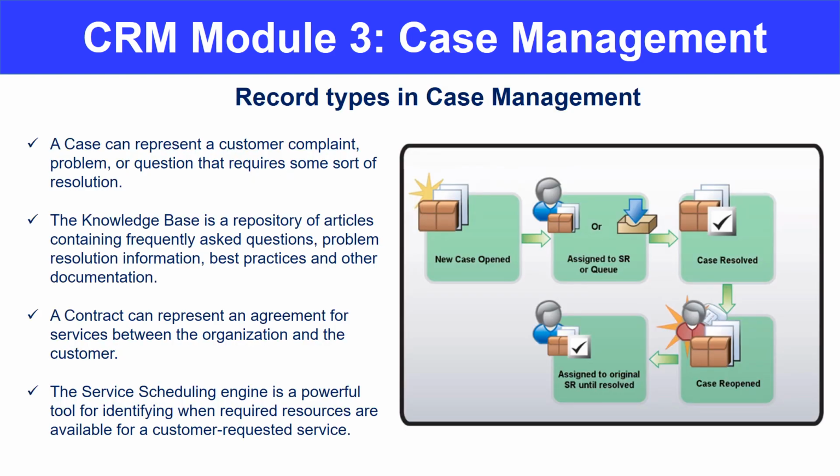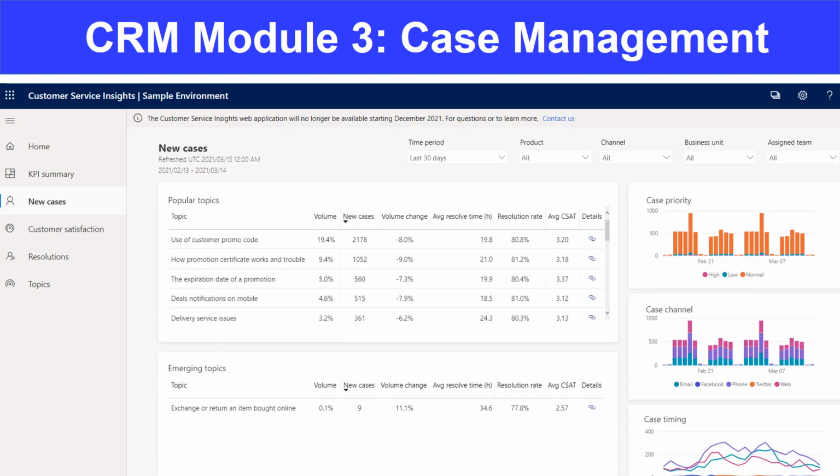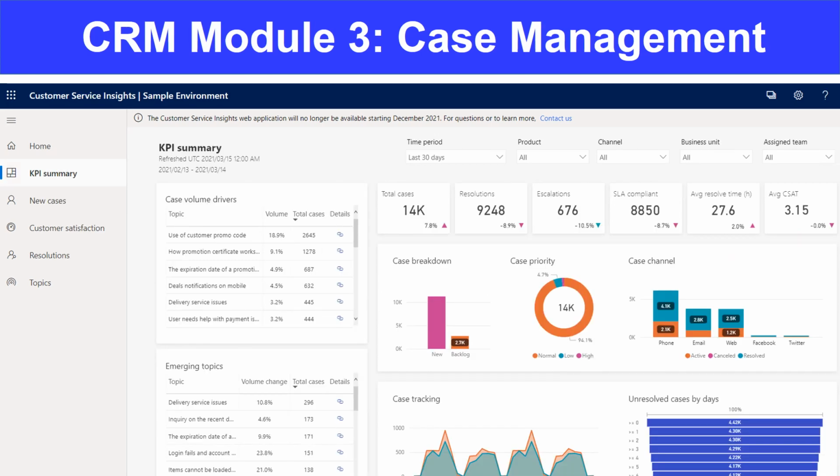As we can see in the case management life cycle, record types used in case management are case, knowledge base, contract, service scheduling engine. That's the case management page after login, from where a variety of actions can be performed like new case creation, go to KPI summary page and many more. That's where all the case details are listed, which is divided further into the topics. On this page, we can see the KPI summary, basically the statistics about the cases.